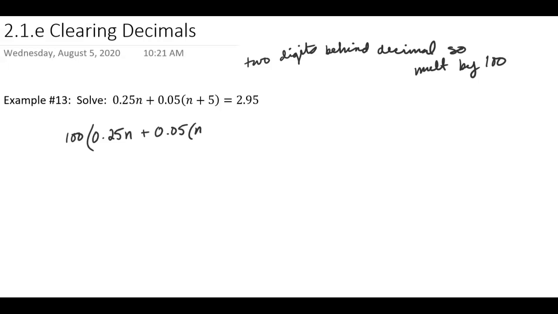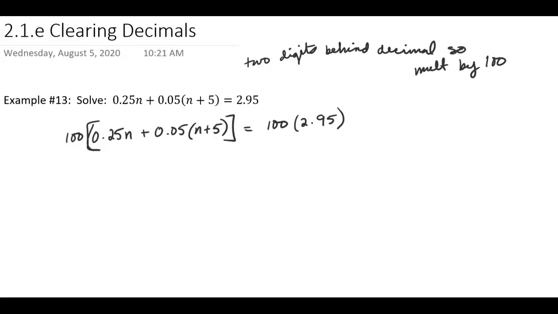Should have brought in a bracket. Let's do that. Let's make that a square bracket. And then we're also going to multiply by 100 on the right-hand side. Remember, multiplication is commutative, so it doesn't matter if I put the 100 on the left or the right.